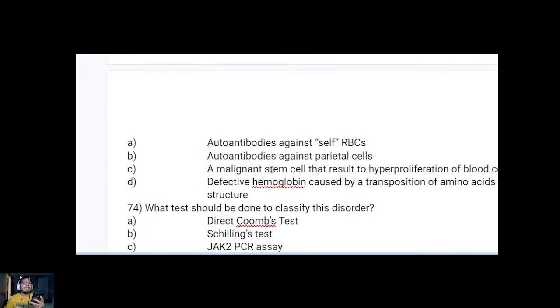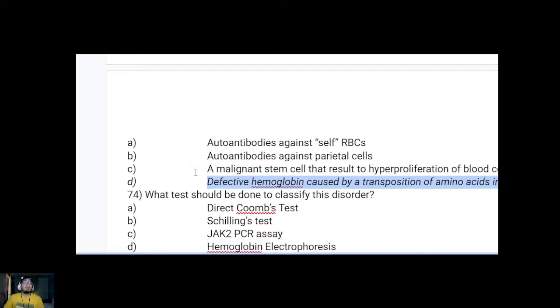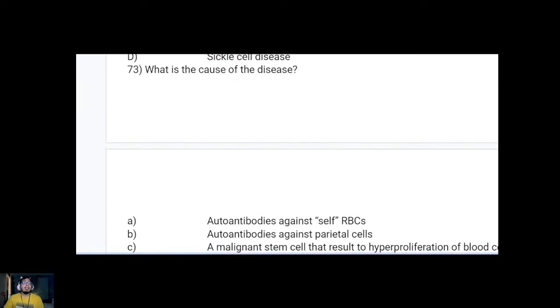What is the cause of the disease? We already know that this is a defective hemoglobin abnormality, sickle cell disease. Papasadahan na natin kasi alam naman na nila itong iba. Madami nakasagot ng tama. Okay?